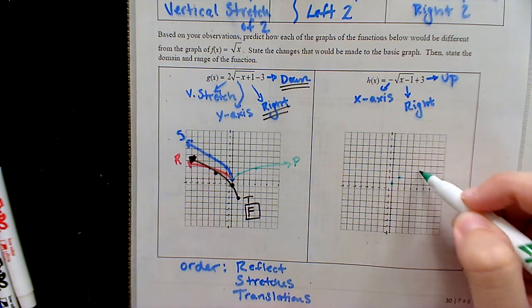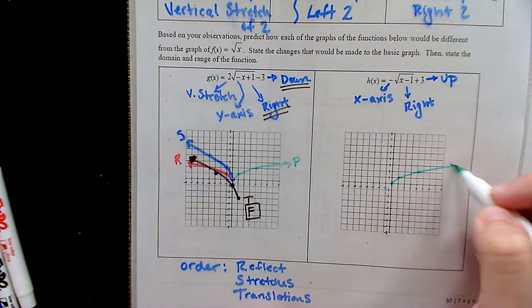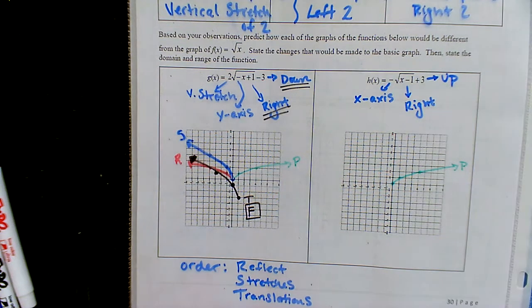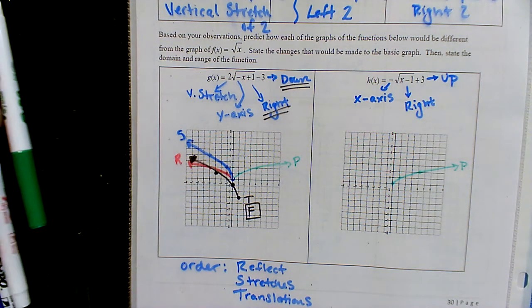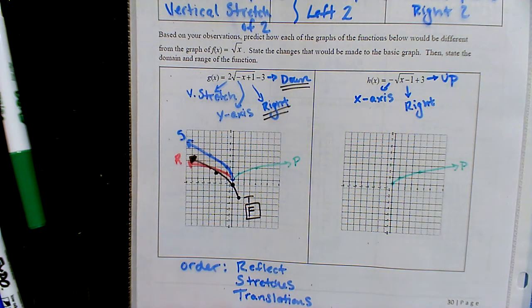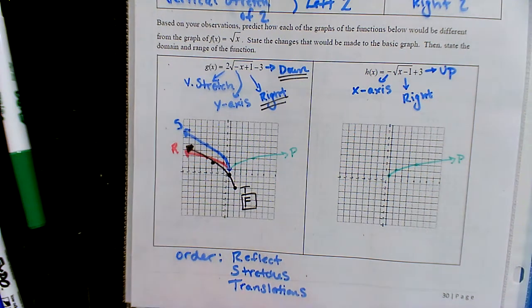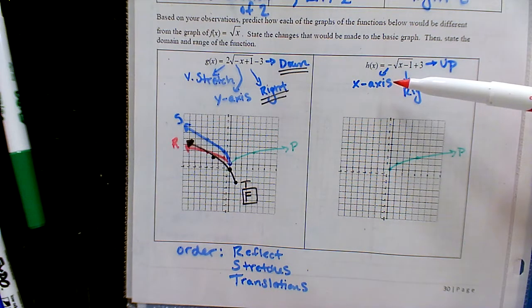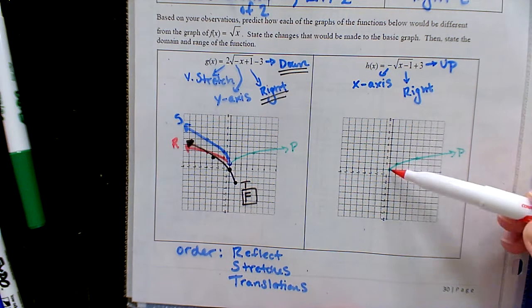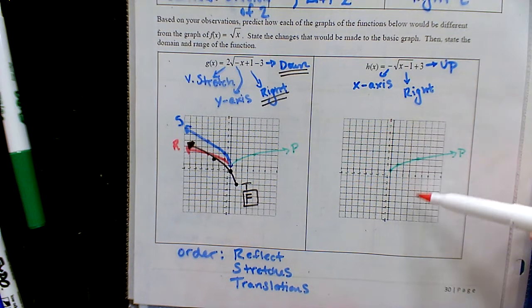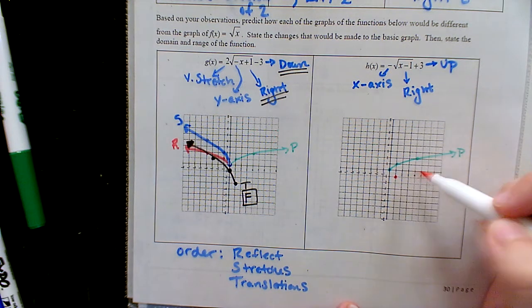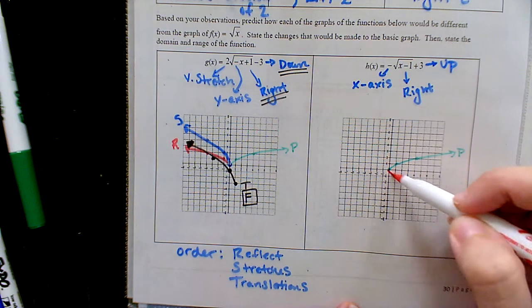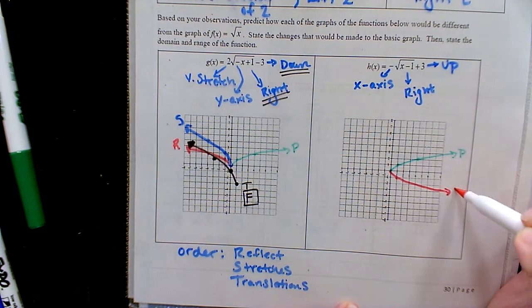All right. So let's go ahead and draw the original parent square root graph. Those are the beginning points that we're going to utilize. All right, now our order, R, S, T. Did we label any reflections? We said x-axis, right? So we're going to take all those points and fold them over the x-axis. We're now going to be in the 4th quadrant.